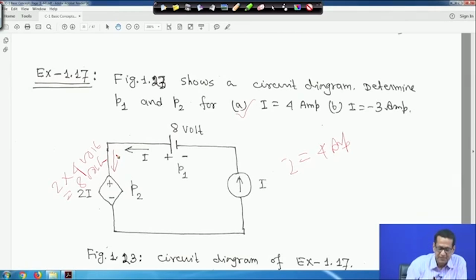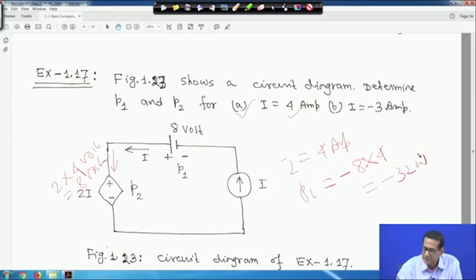That means this I equal to 4 ampere is leaving the plus terminal of the 8 volt source, P1. That means it is supplying power. When it is leaving the plus terminal, it will be minus, and the voltage is 8 into I, which is 4 ampere. So minus 4, so this will be minus 32 watt, right. This is the power supplied.